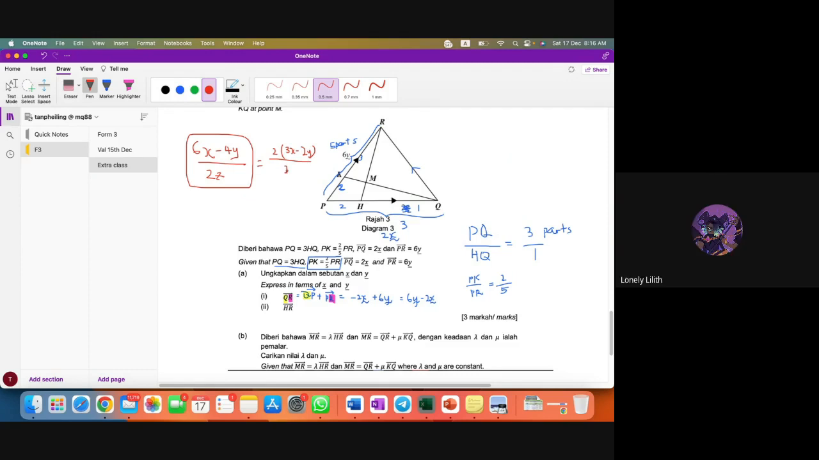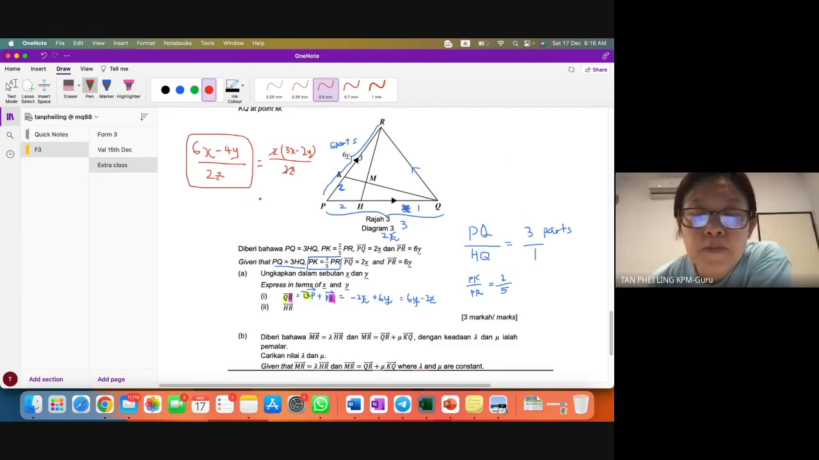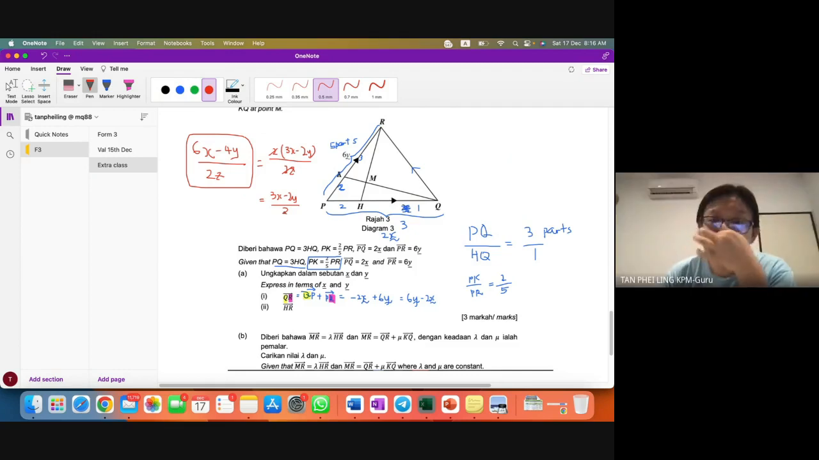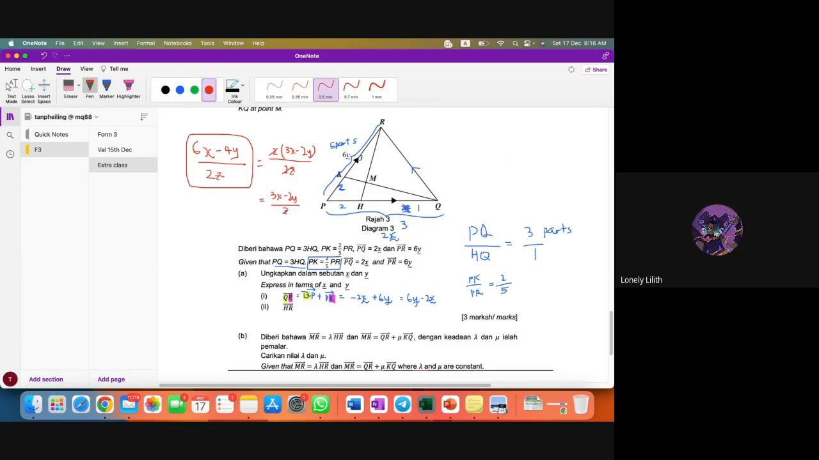Wait, teacher, how, like 2 and 2. That's vector, vector is like distance on a map, and you cannot simplify distance on a map. Yeah lah, I can say like that.